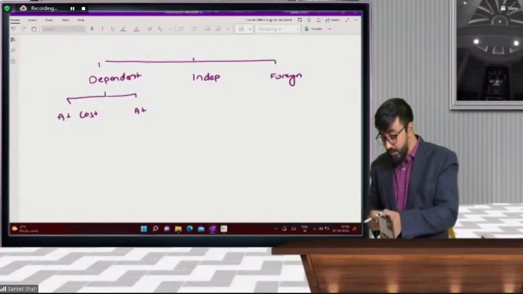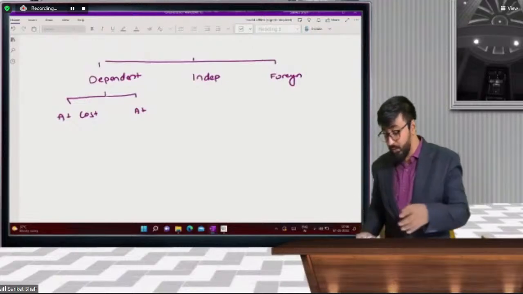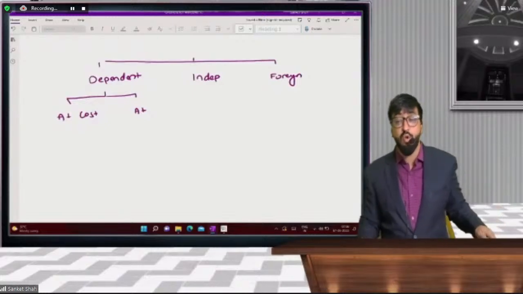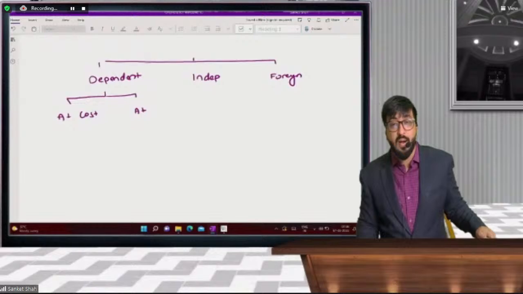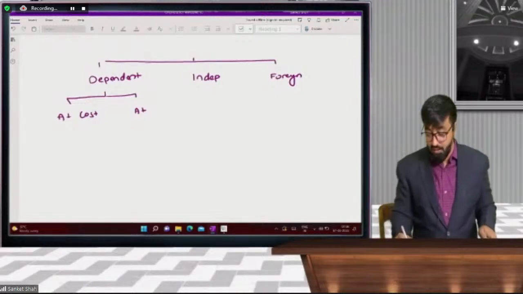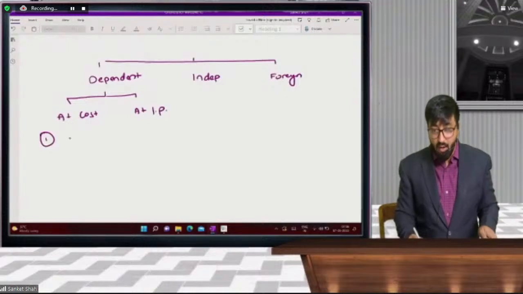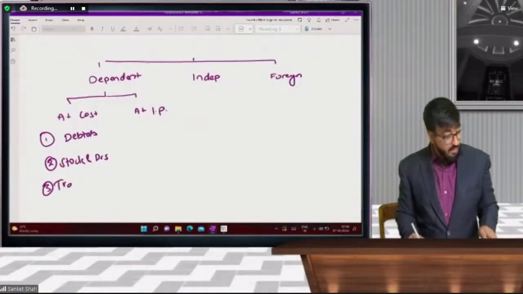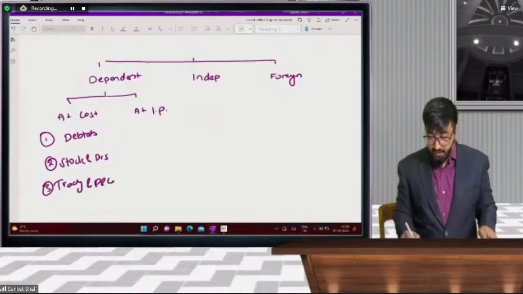Now, why at invoice price? Because goods are sent at invoice price. Very simple reason: the branch manager should not be aware of our costing part, so we have to hide profits from him, and therefore we send goods at invoice price. Very simple logic. In at cost, we have the debtors method. The second method is the stock and debtors method, and the third method is the trading and P&L method.